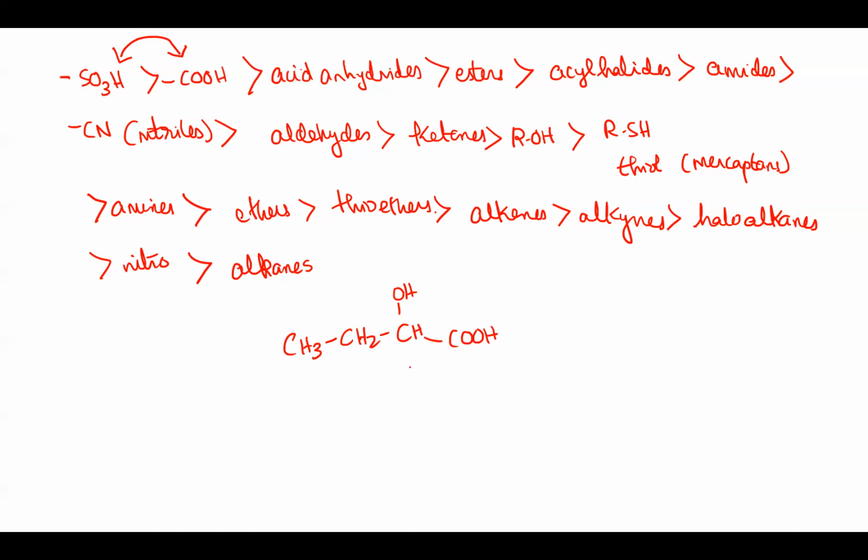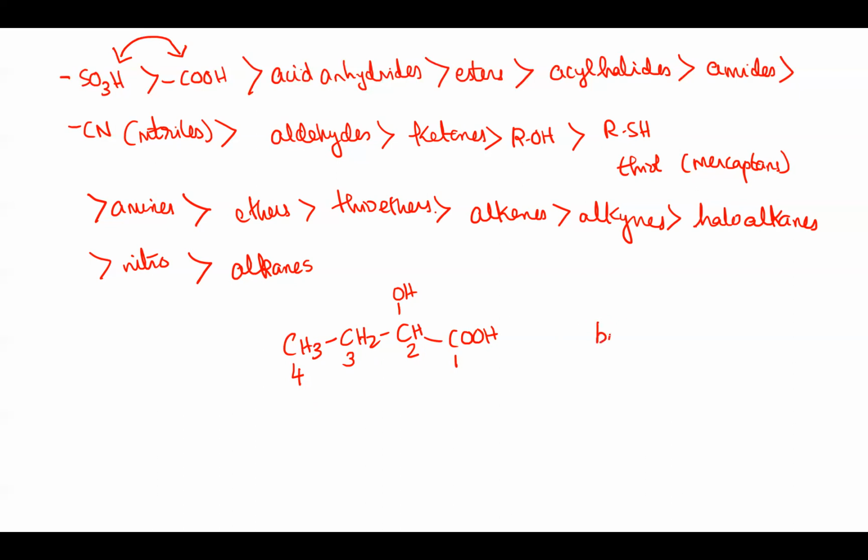This is actually an alkane, because the carbon has only single bonds. It's an alkane system. This carbon atom has OH and COOH. The first thing we have to do is to find the longest chain. So you number the longest chain. It is 1, 2, 3, 4. The compound contains 4 carbon atoms.